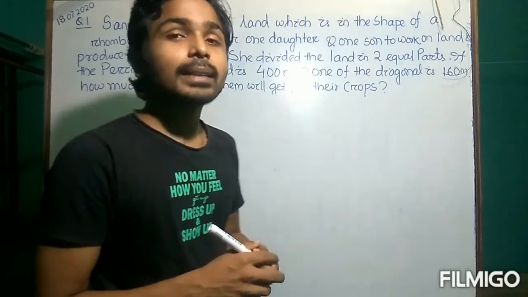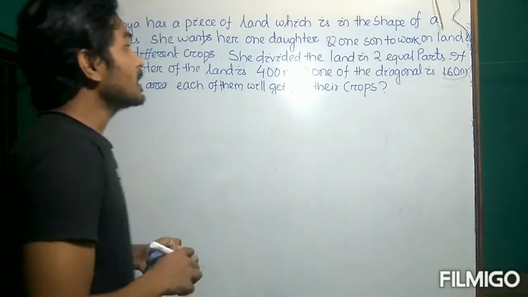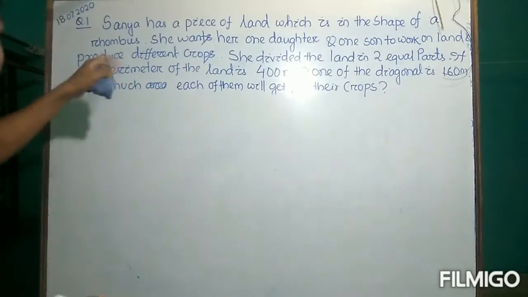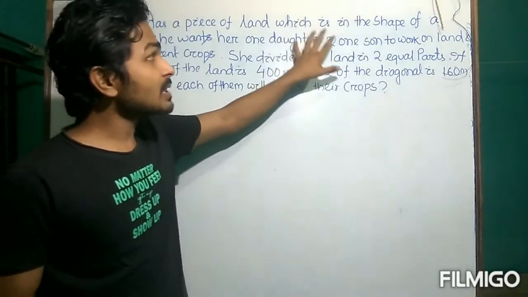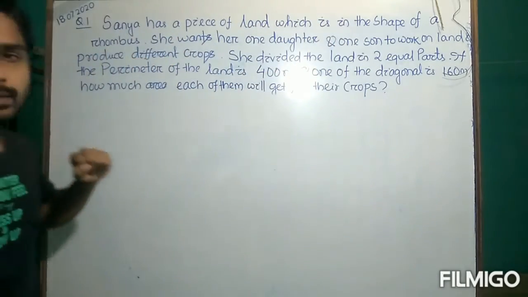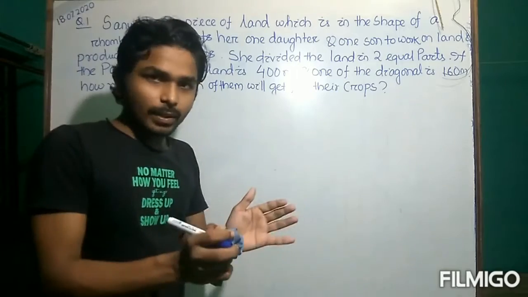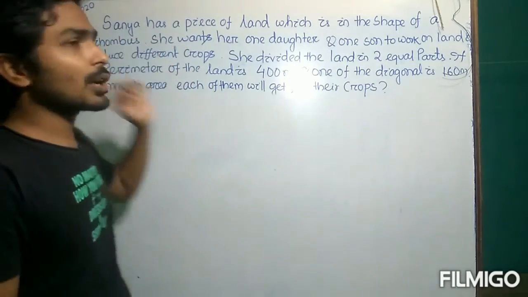Hello students, today we will do some other examples of exercise 12.2. So let's start with the first question. Here it is given that Sanya has a piece of land which is in the shape of a rhombus. It means Sanya has a land which is in the shape of a rhombus.